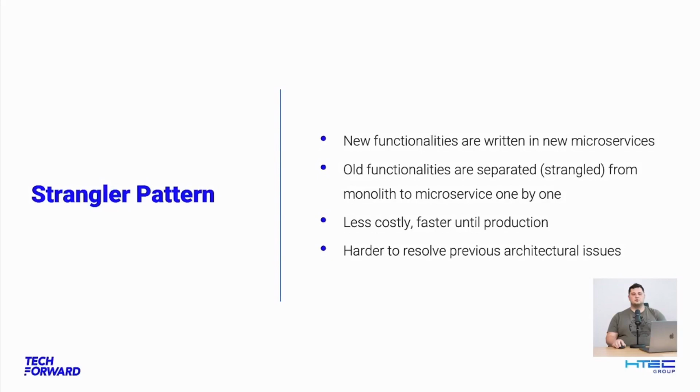The other way is to use the strangler pattern, which means that all new functionalities would be written in new microservices. Old functionalities are separated one by one into microservices. This way is less costly and faster to production since we only have one application to maintain. On the other hand, it is harder to resolve previous architectural issues.